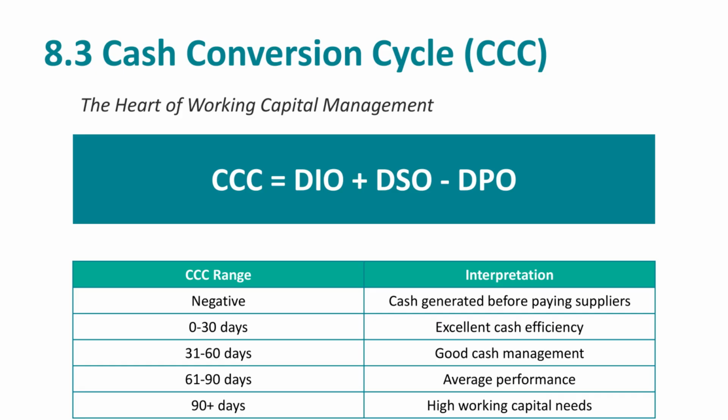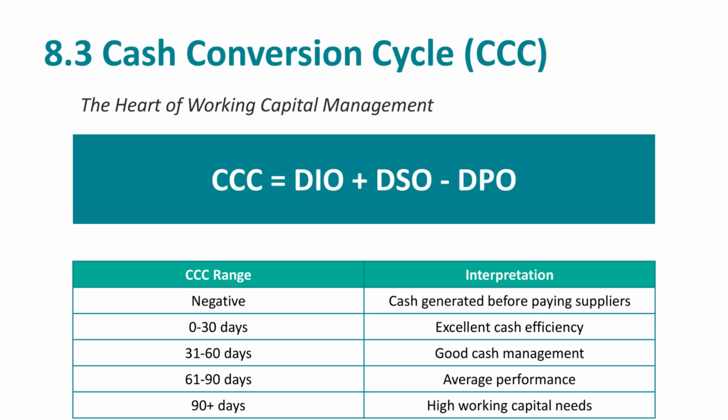Section 8.3 introduces the cash conversion cycle. CCC is the sum of DIO and DSO minus DPO. It represents the number of days a company's cash is tied up in the production and sales process before it is converted into cash again.